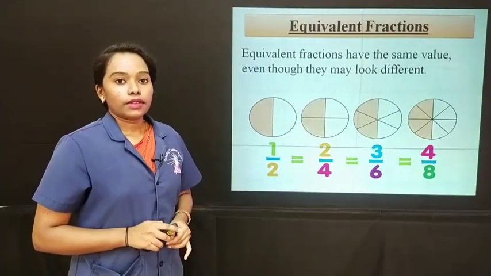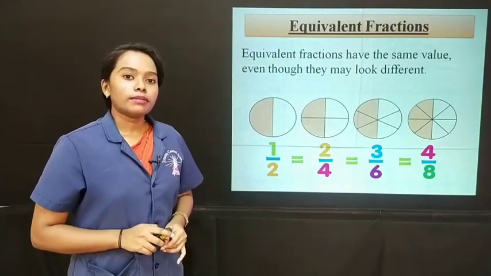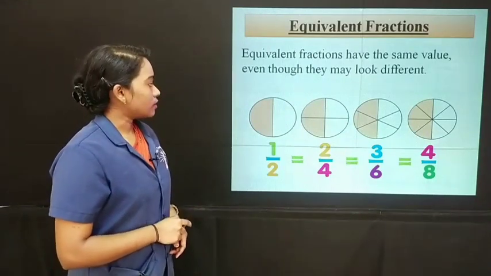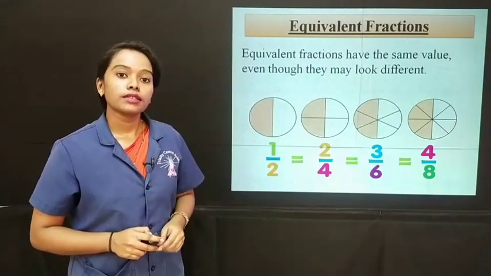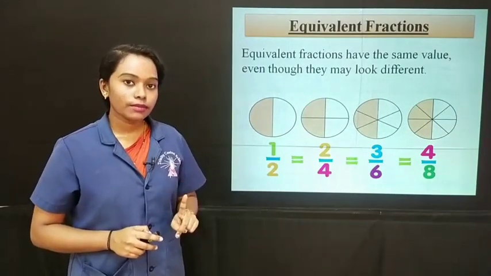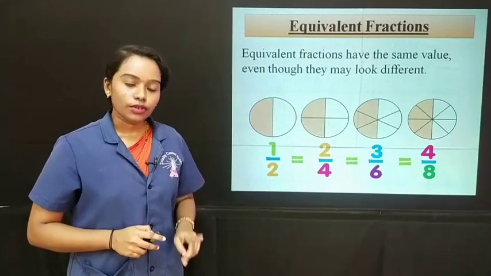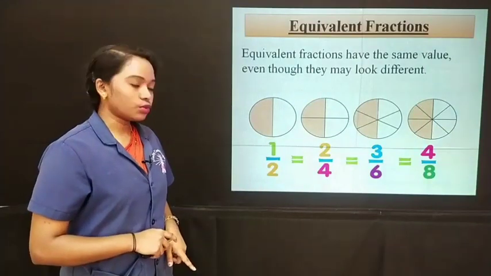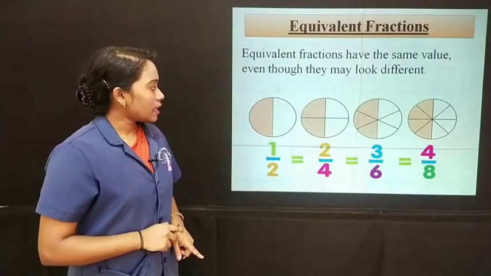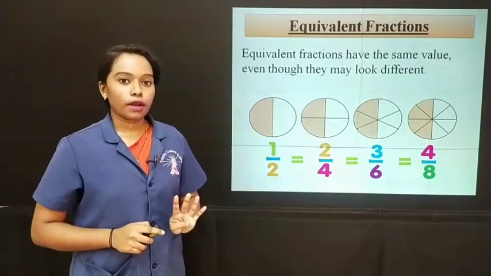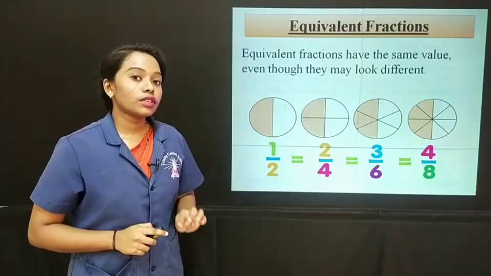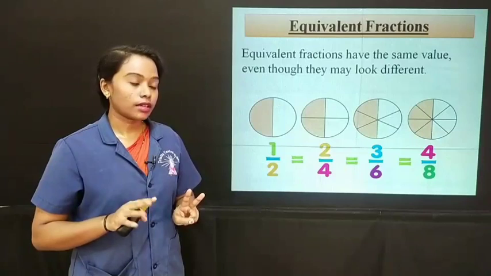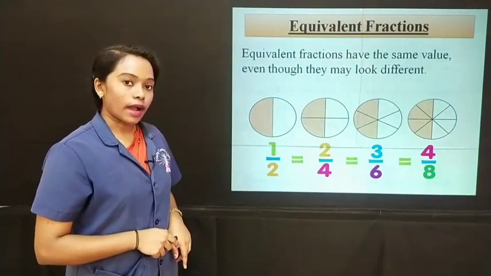Next concept is equivalent fractions. What do you mean by equivalent fractions? See here. We have a circle which is divided into how many parts? 2. And one of them is shaded. You have to represent that by a fraction, which is 1 by 2. Now, the same circle is divided into 4 parts. Then for the shaded portion, 2 out of 4 parts are shaded. Hence, the fraction is 2 by 4.